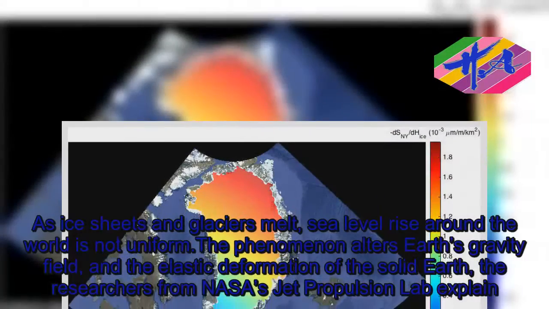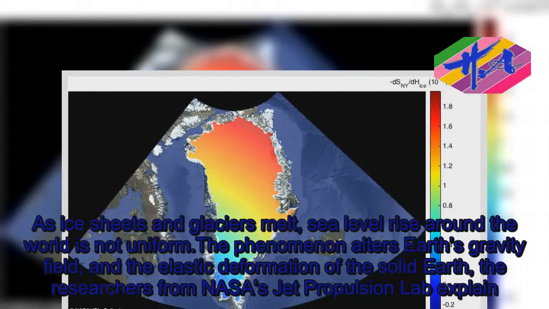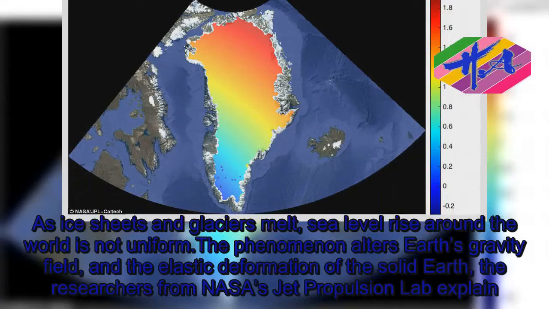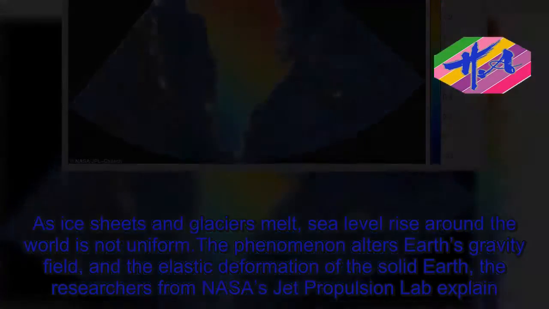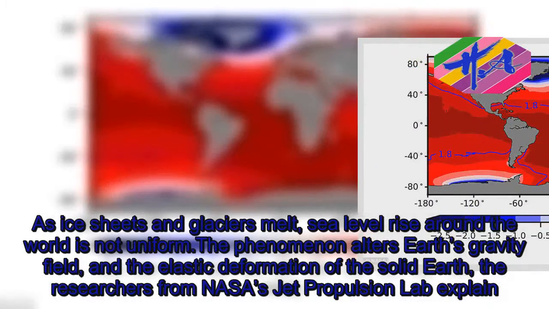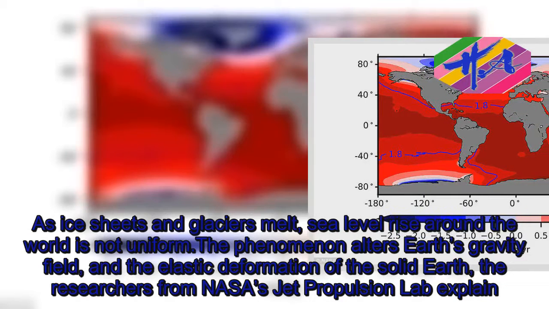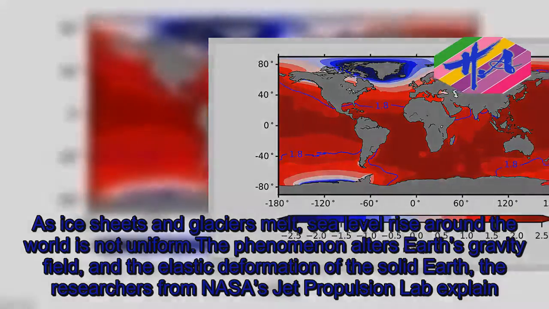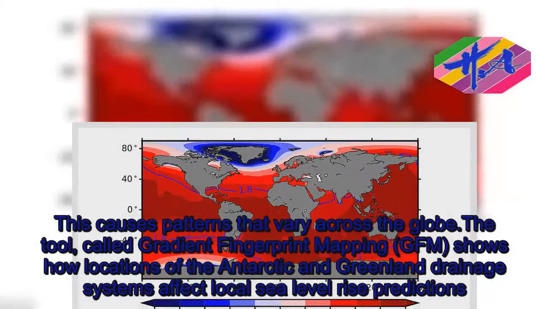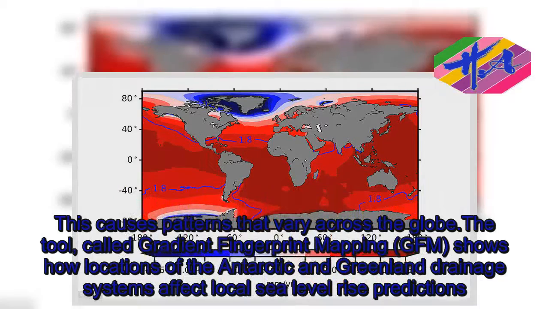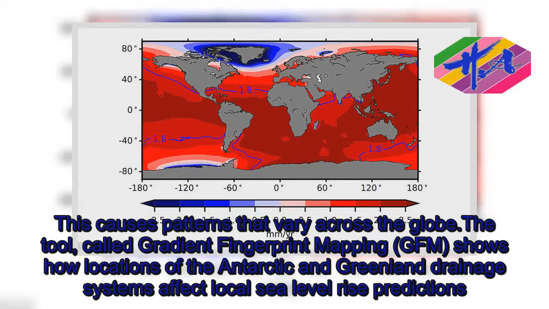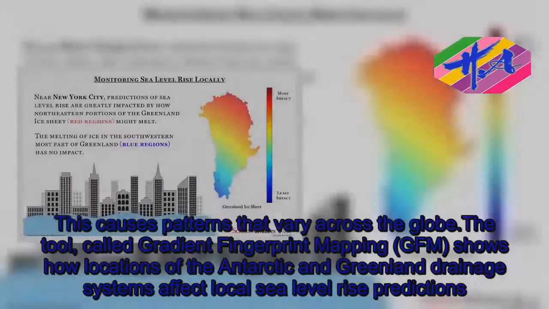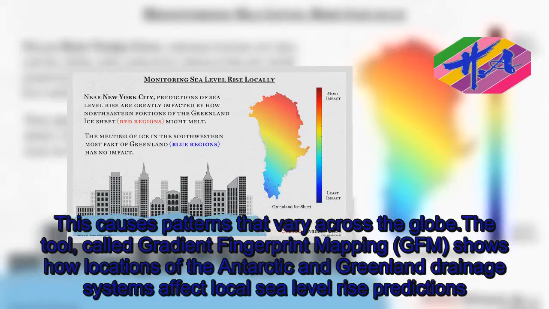As ice sheets and glaciers melt, sea level rise around the world is not uniform. This causes patterns that vary across the globe. The tool, called Gradient Fingerprint Mapping, GFM, shows how locations of the Antarctic and Greenland drainage systems affect local sea level rise predictions.